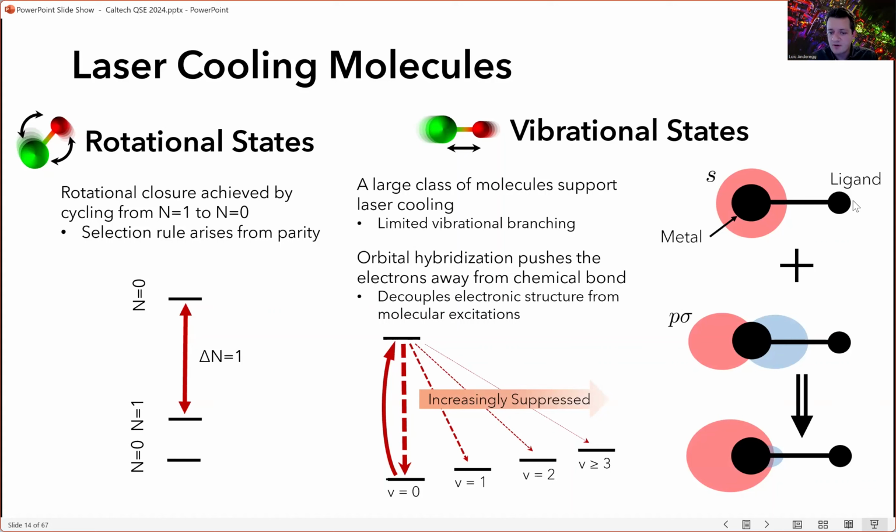And because of the bonding process and because of orbital hybridization, what happens is that when this bonds, you'll see that the electronic wave function actually gets localized around the metal atom and gets pushed away from the molecular bond. So this decouples the electronic structure from that of the molecular excitation. And it means that this molecule turns out to be almost atom-like when it comes to the laser cooling process. And as a result, when it comes to laser cooling, we now have a structure that looks something like this, where the probability of decaying to higher lying vibrational states becomes very quickly suppressed.